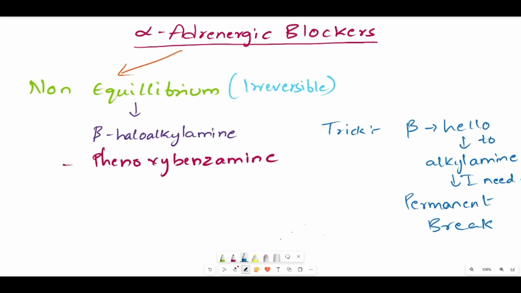In the non-equilibrium type, we just have one single class, which is beta haloalkylamine, and it has one drug, which is phenoxybenzamine. Now, how do you remember this drug and class? First, beta is a person, alkylamine is another person. So beta called alkylamine and said, hello, I need a permanent break, where PB means phenoxybenzamine. So like this, you can remember this.